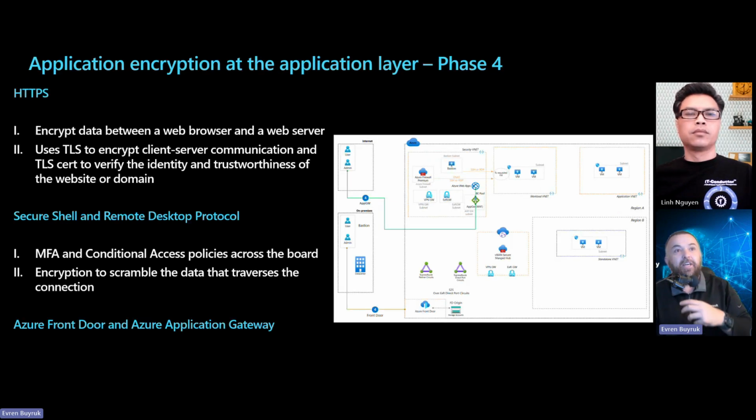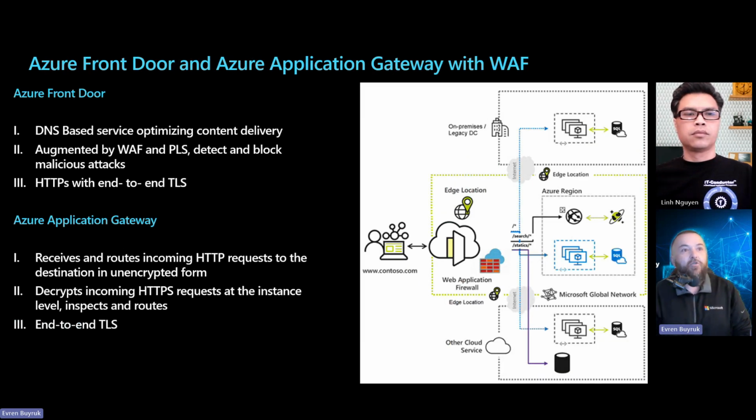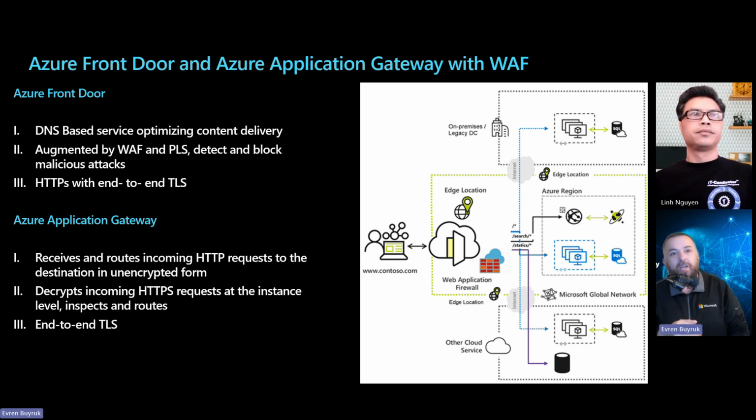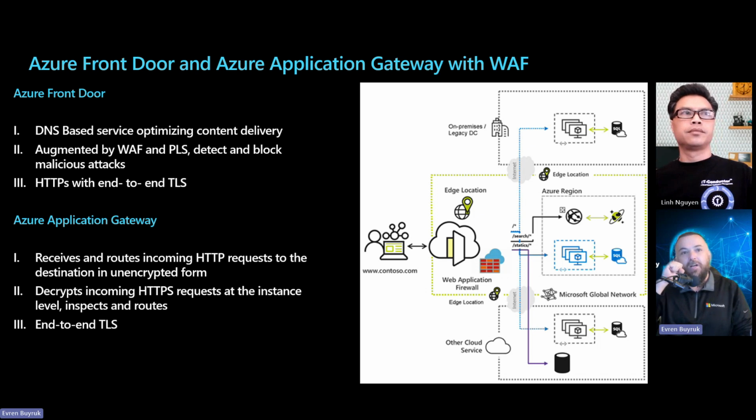overall application encryption at the application layer by using HTTPS, secure shell and remote desktop protocols, and Azure Front Door and Azure Application Gateway. And then we also have Azure Front Door and Azure Application Gateway with WAF functionality. This is something that we can do for connectivity scrubbing now with Azure Front Door.